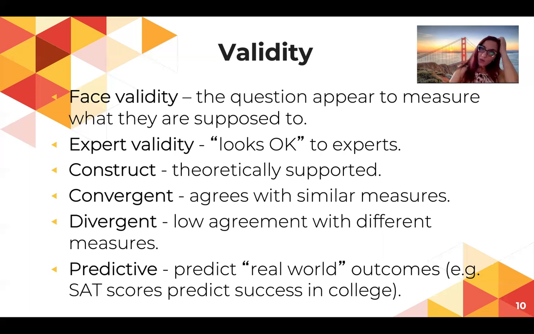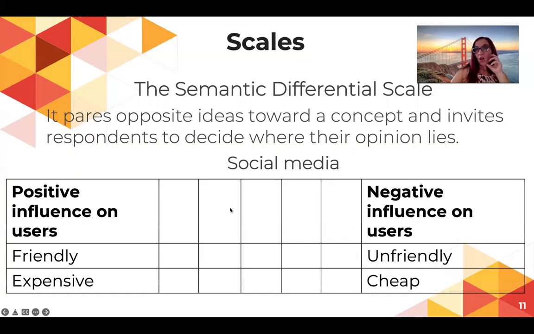Construct validity has to be a theoretically supported measurement. Convergent validity: if you're measuring attitudes, for instance, it should agree with similar measurements, like attitudes toward immigrants or attitudes towards refugees. If these measurements agree, then you can achieve convergent validity. Divergent is when there's low agreement with different measures, and predictive is when your measure can predict real world outcomes, such as SAT scores can predict your success in college.